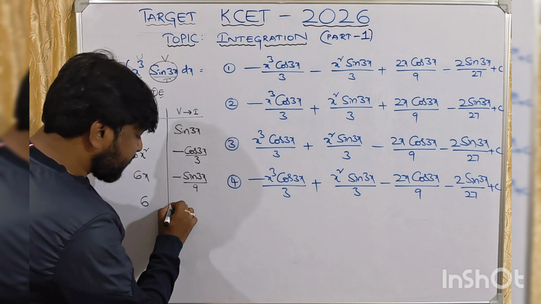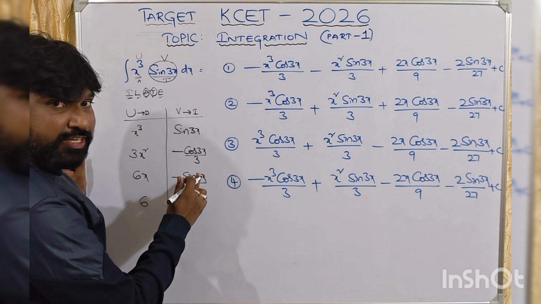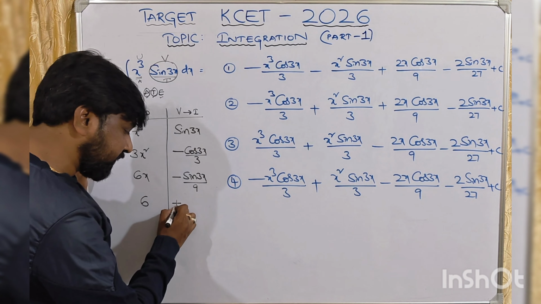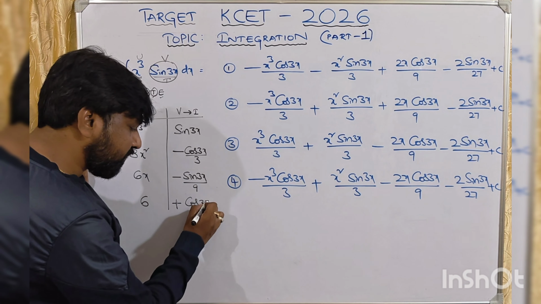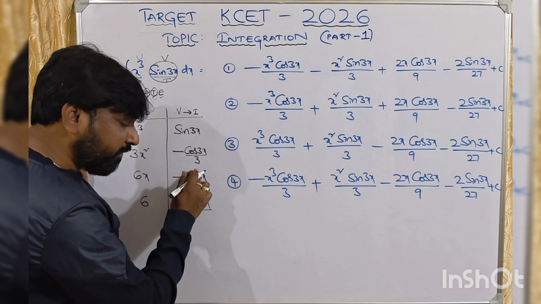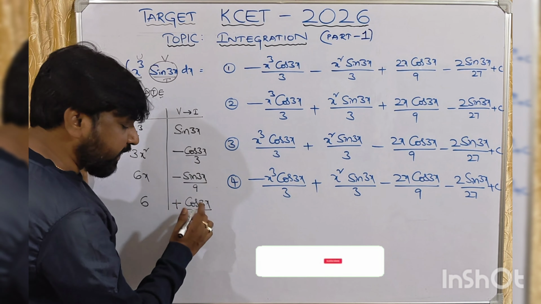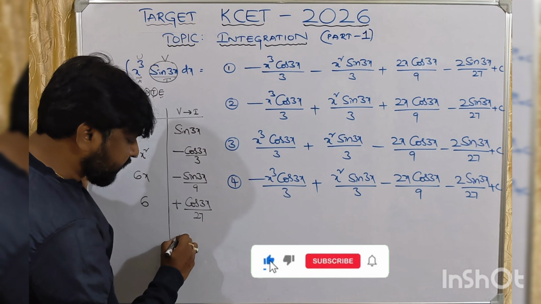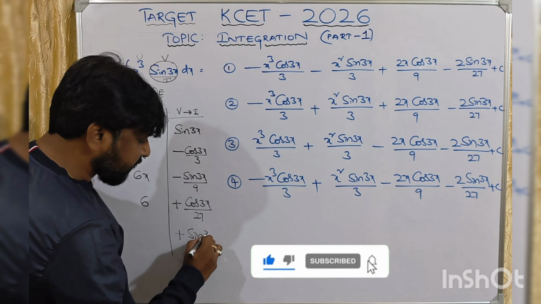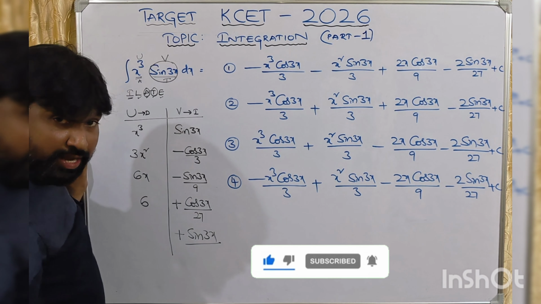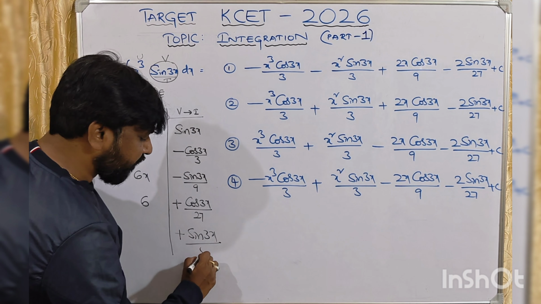And coming to next, minus, again sin 3x integration, minus cos 3x, minus of minus plus, cos 3x. Again function of function 3x derivative is 3, 3 into, already 9 is there here, 27. So cos 3x integration plus already is there sin 3x. And function of function 3x derivative is 3, 27 into 3, 81.